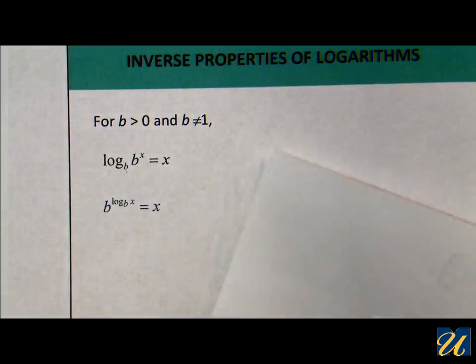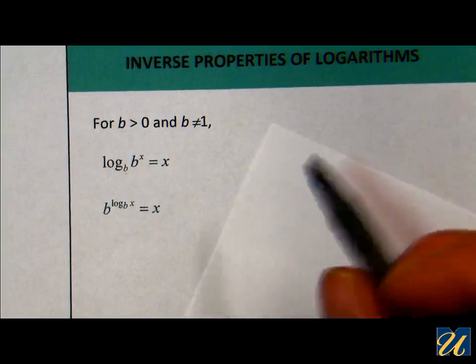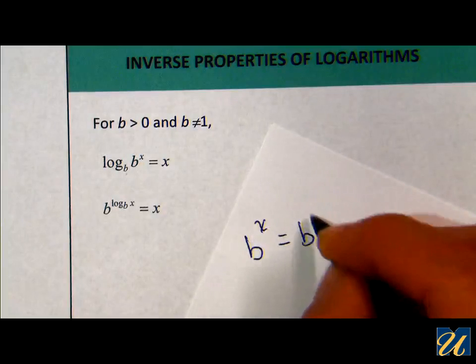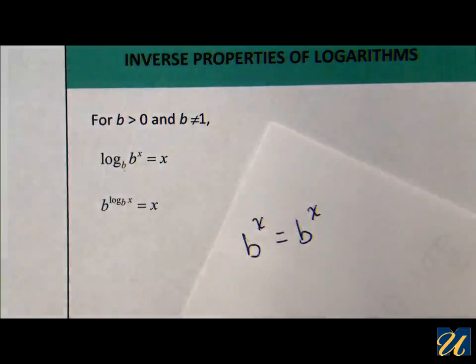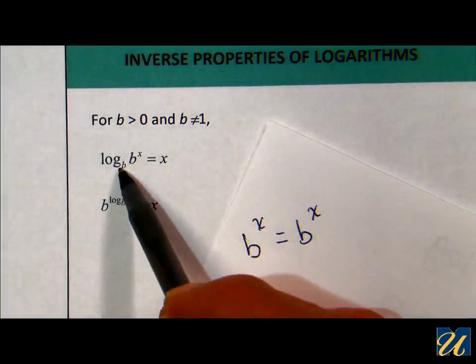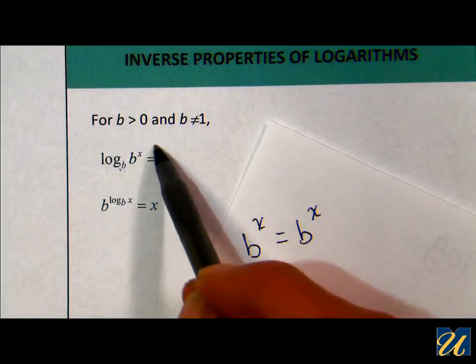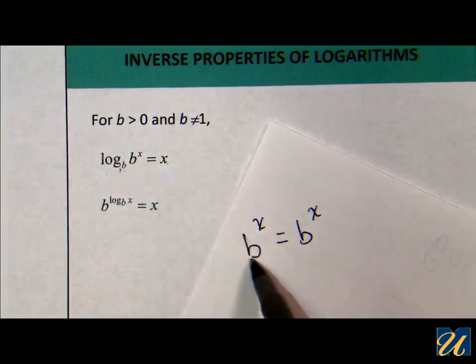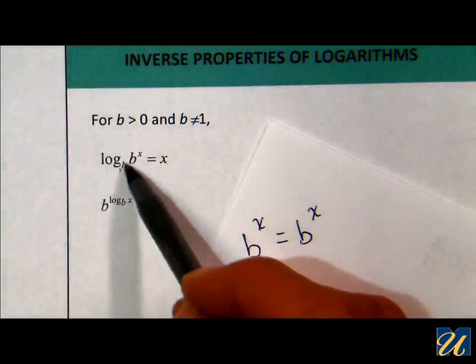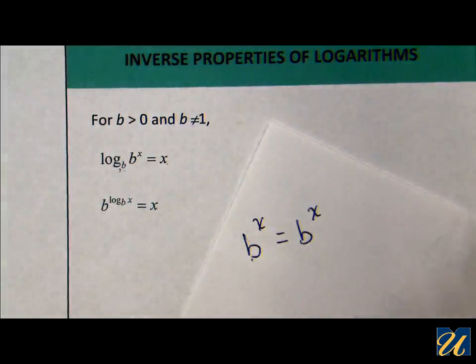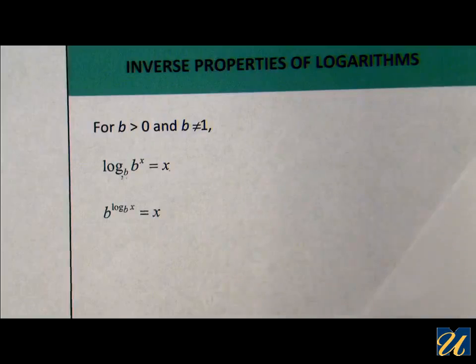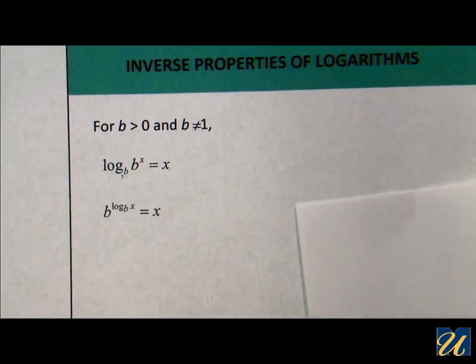Well, you can see that it's true because b to the x would be equal to b to the x. In other words, I just converted to exponential form. The base to the exponent must be equal to the number. The base is b, the exponent's x, so b to the x must equal the number, which is also b to the x. So it's somewhat a statement of the obvious there. It doesn't appear to be anything magical, but it actually comes up quite a bit in mathematics.